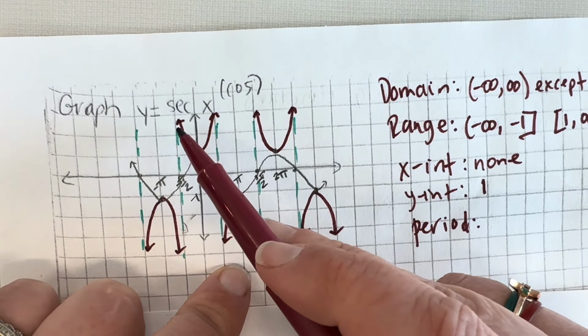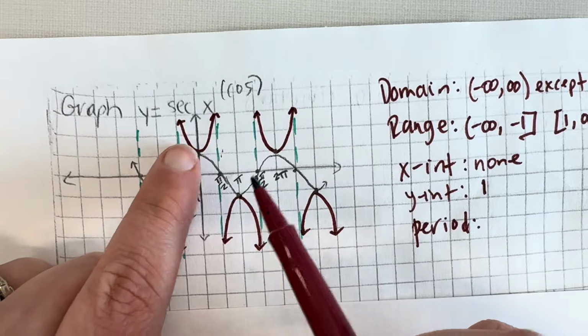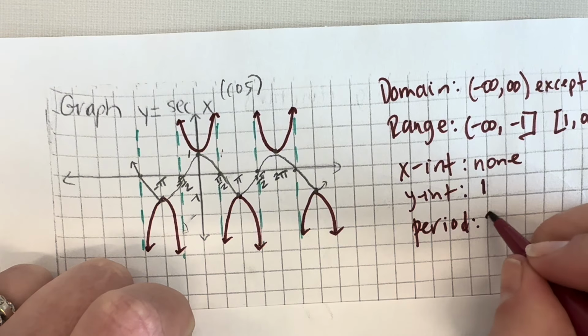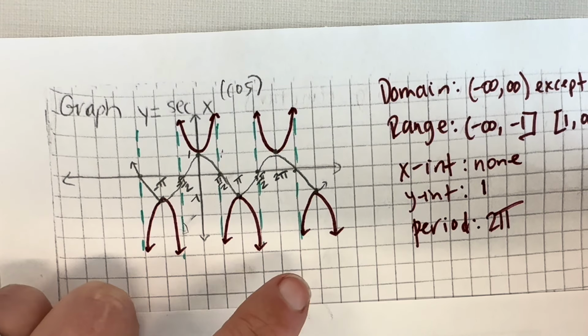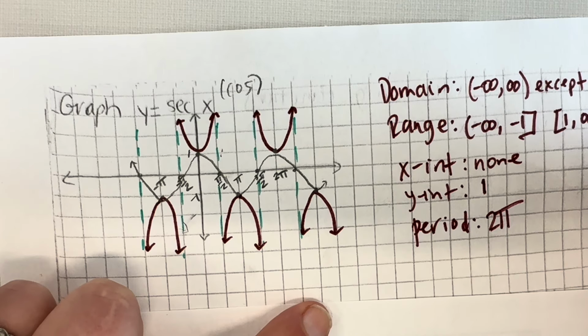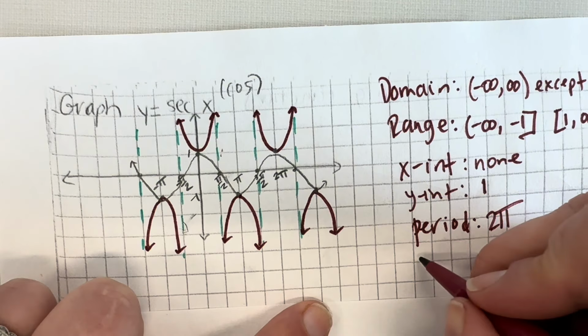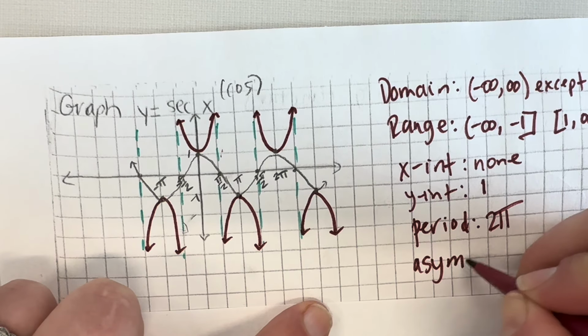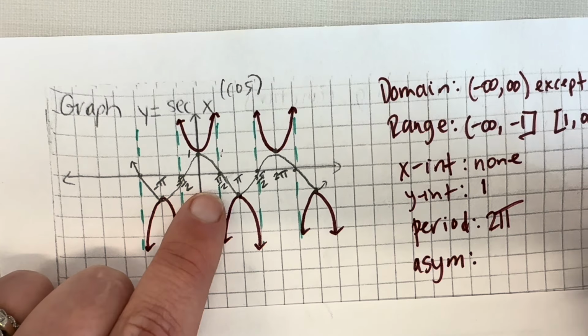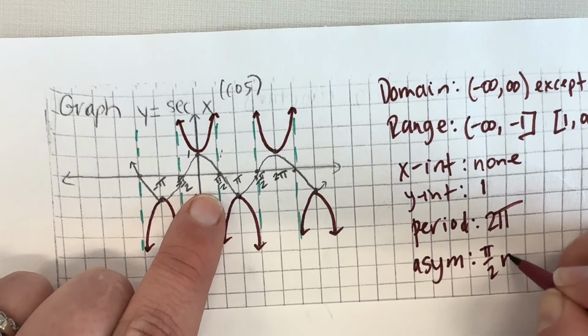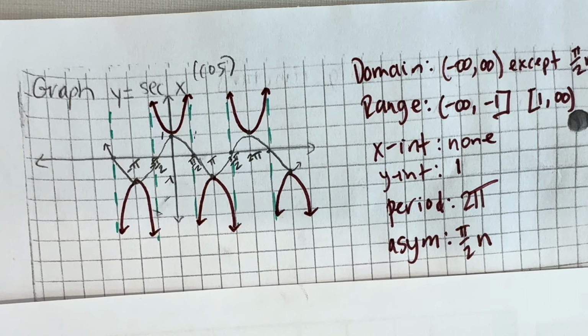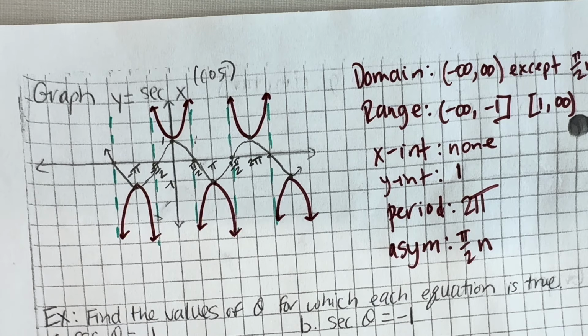My period, to get back here in the middle, it's still that 2 pi. I'm thinking about because your cosine is a 2 pi, and so is your secant. And then the last one is my asymptotes. And the asymptotes happen at every pi in unit. So that information can help you as you're solving.